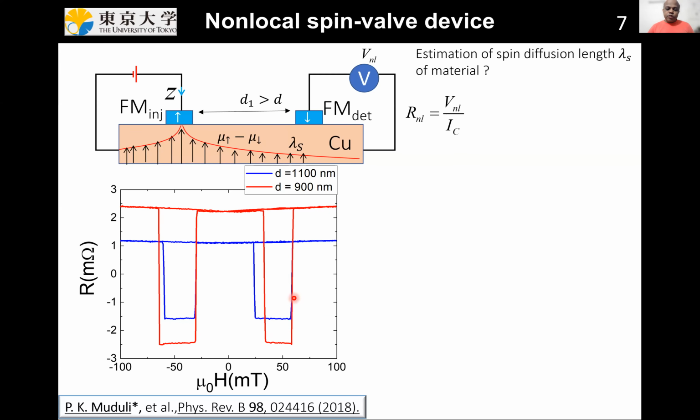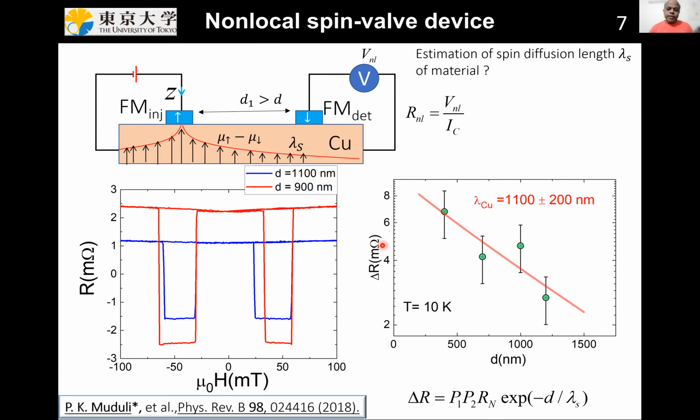You can make many devices and measure the spin signal as a function of distance, and you can see that this spin signal decays exponentially following this relation. By doing an exponential fit, you can determine the spin diffusion length of your material. For example, this is the data for a copper device that I measured at 10 Kelvin, and the spin diffusion length is around 1100 nanometers.